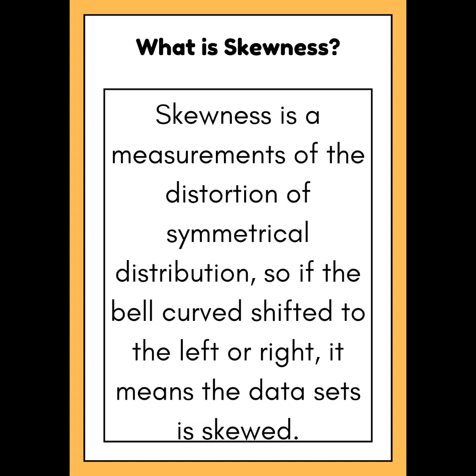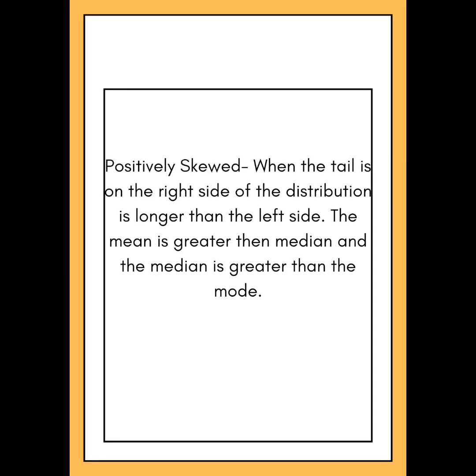Skewed distributions have two types, left and right skewness. As I mentioned earlier, in a positively skewed or right-skewed distribution, the tail on the right side is longer than the left side. In this case, the mean is greater than the median, and the median is greater than the mode. To elaborate more, I will show you an example.